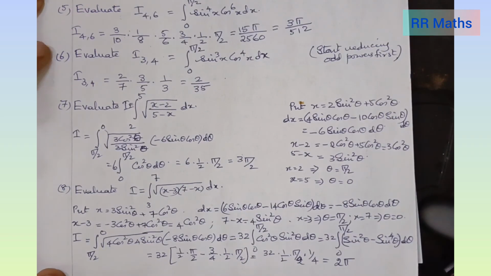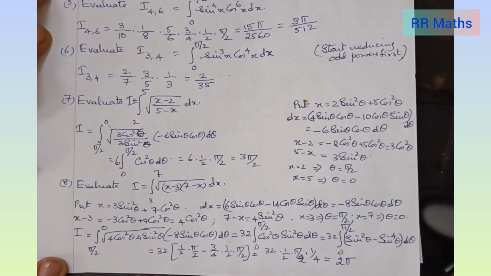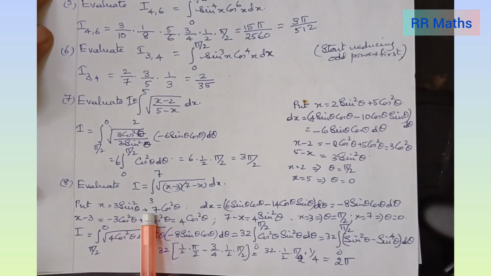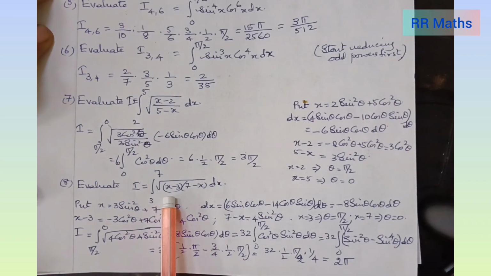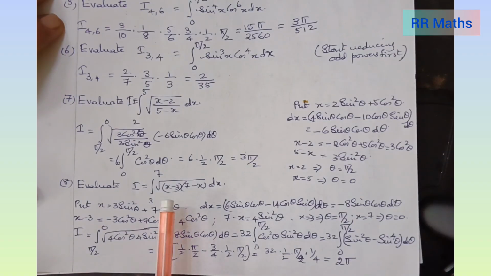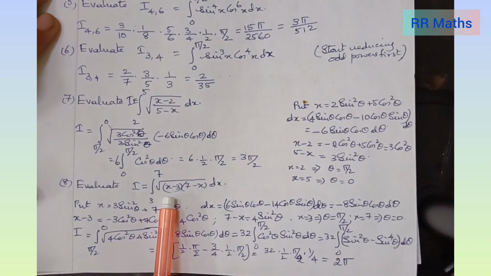I'm continuing the problem like the previous problem. This time also we'll take a similar one. Evaluate I is equal to integral 3 to 7 root of x minus 3 into 7 minus x, both under the root, dx. Now here also we'll use a substitution similar to what we did in the previous problem.